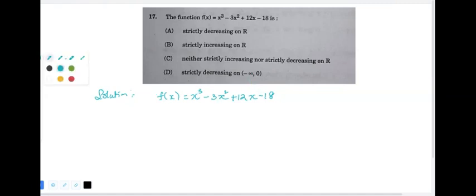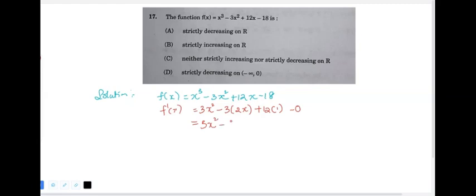So to prove this, we differentiate with respect to x. We get 3x square minus 3, x square differentiates to 2x, plus 12, x differentiates to 1 and the constant becomes 0. So it will become 3x square minus 3 twos are 6x plus 12. So that is f dash of x.